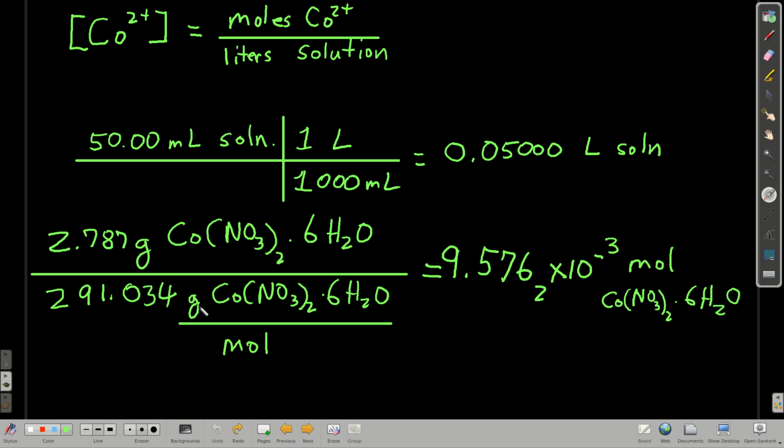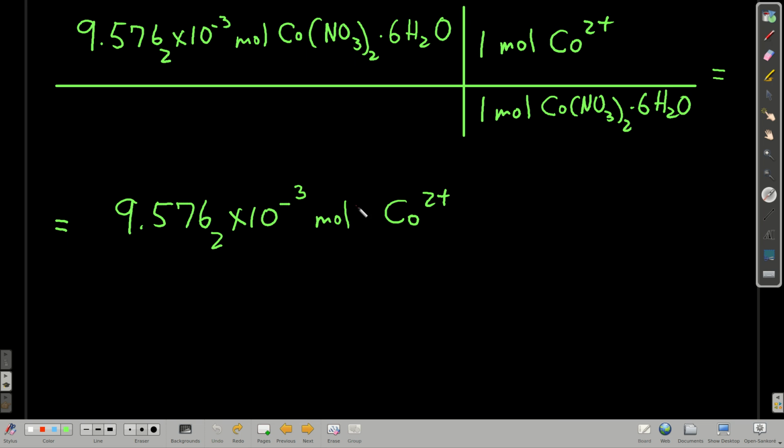So the mass divided by the molar mass, that's what we always do. If we want to find the moles from the grams, we divide the grams by the molar mass. And we have this many moles of the cobalt-2 nitrate hexahydrate. But we want moles of cobalt. Remember, there's 1 mole of cobalt formed for every 1 mole of cobalt-2 nitrate hexahydrate. So the units cancel out here. They don't change the number, but it gives us the units that we want.